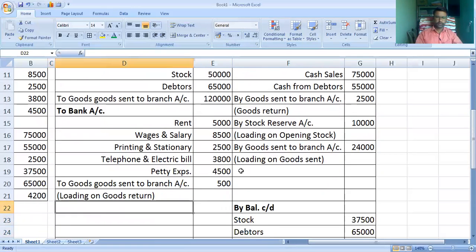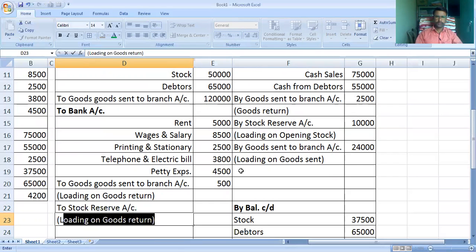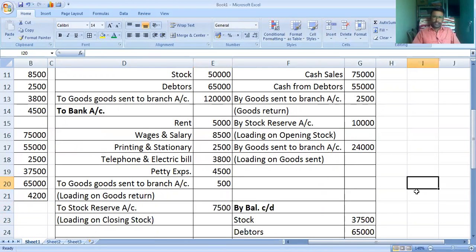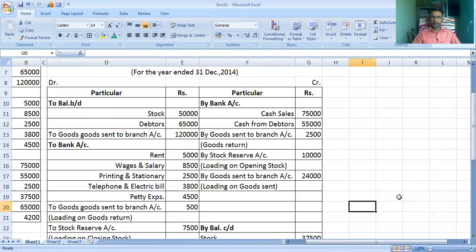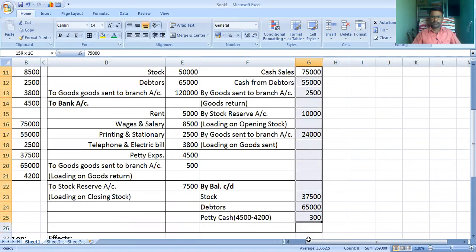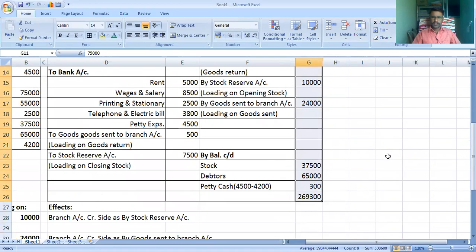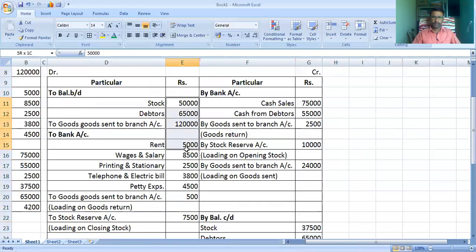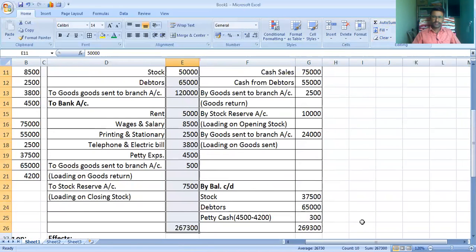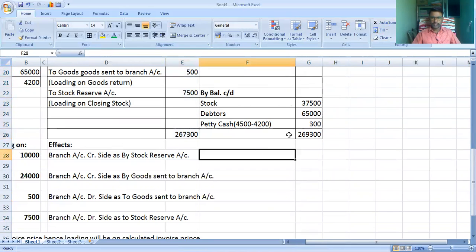Fourth loading effect, to stock reserve account, in bracket loading on closing stock, amount rupees 7,500. These all items I have covered. Now I am creating total of credit side. Total of credit side is 2,69,300. Now I am creating total of debit side. Total of debit side is 2,67,300. It means credit side is more than debit side.